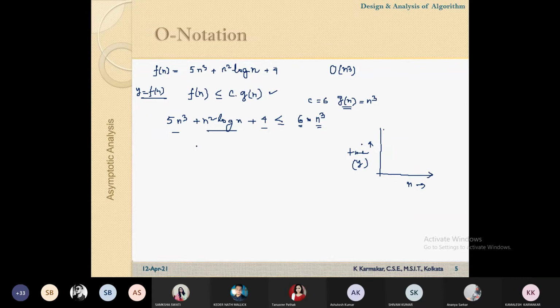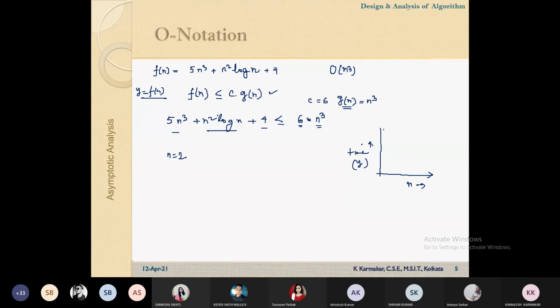Now, if I put n equals 2, both sides are 48, as you have calculated. So for n equals 2, it is being satisfied. For n equals 3, again it will be satisfied, because this value is not as much as n cube. If this one is n cube, then it will be 5n cube plus n cube, that means 6n cube.